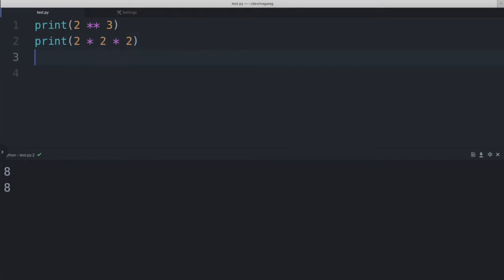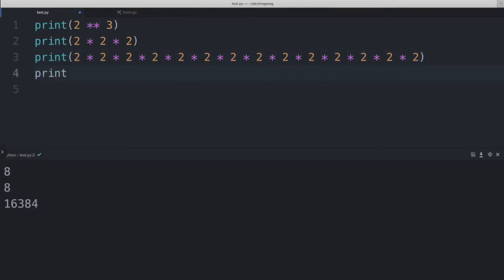But when the exponent grows, this way of writing would increase the probability of errors. For example, if you would write 2 to the power of 14, it would be written as 2 times 2 times 2 times 2 times 2 times 2 times 2. That's 7 times. Let's copy this to make it 14. So when we execute this, writing 2 to the power of 14 of course makes much more sense.